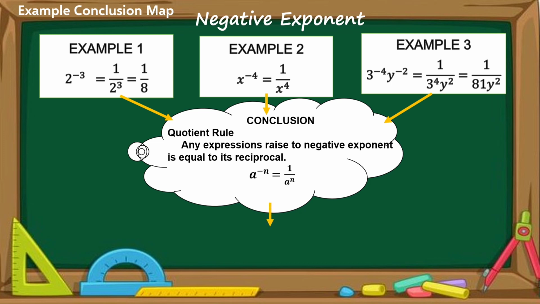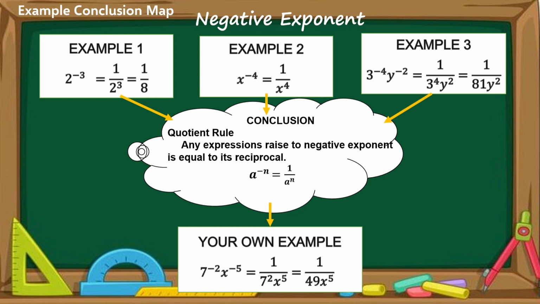From here, we can have our own example, such as 7^-2 times x^-5, it is equal to 1 over 7^2 x^5. 7^2 is equal to 49. Therefore, the final answer is 1 over 49x^5.